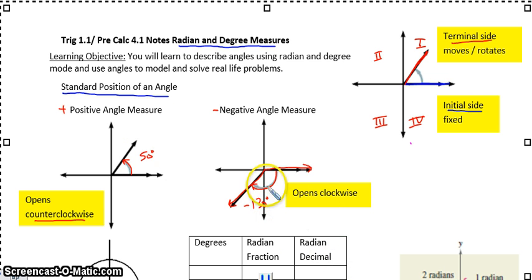So this is just examples of how to draw angles. We want to make sure we always start on the positive x-axis. That's where our first initial side is. And we draw our angle in the correct quadrant based upon the size that we are given. And so this was just two examples of a positive one versus a negative angle.